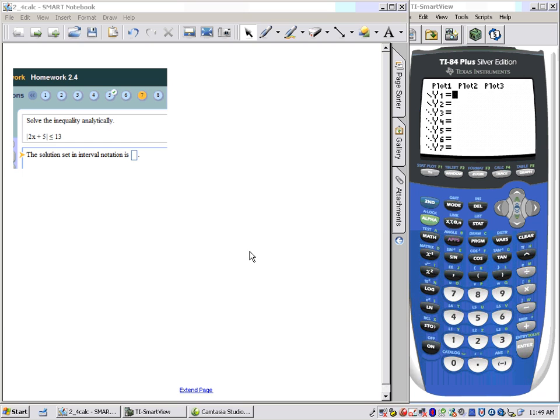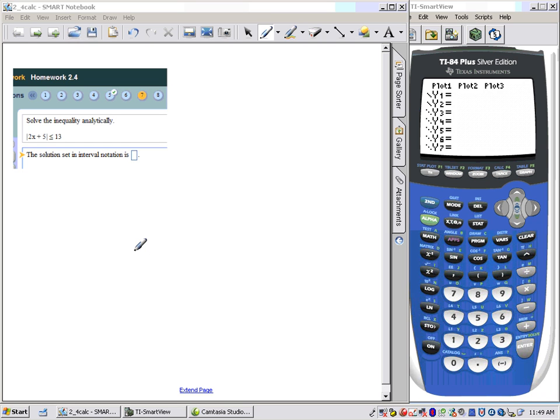Let's examine how we can use the graphing calculator to help us in section 2.4. So remember here we're trying to solve absolute value equations and inequalities and also find the absolute value of a function. So we did some problems earlier where we had to solve it by hand, like to solve this inequality analytically. Let's take a look at how we can use the graphing calculator to help us to solve that.